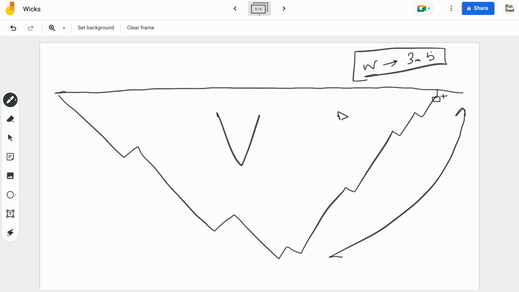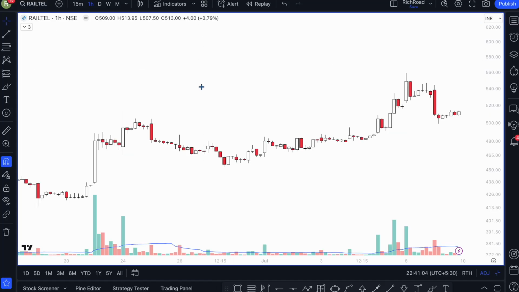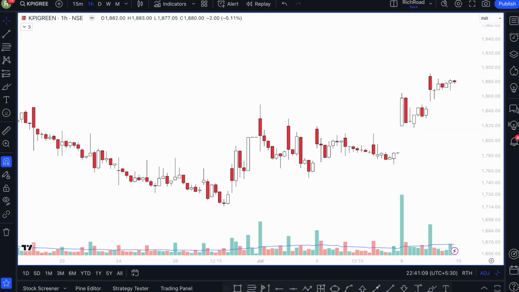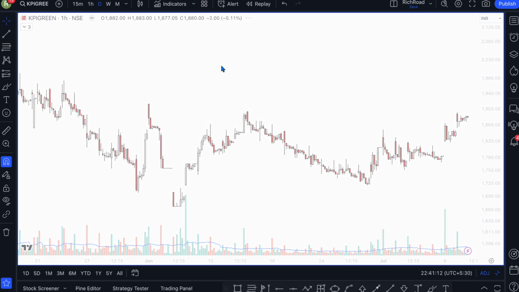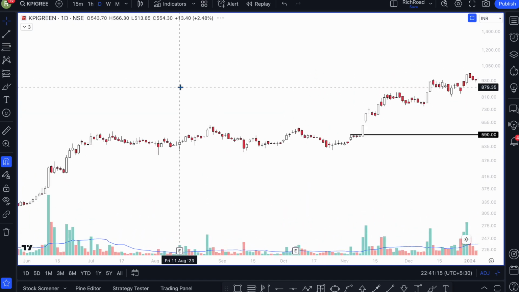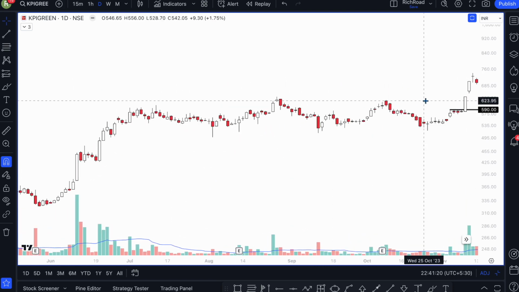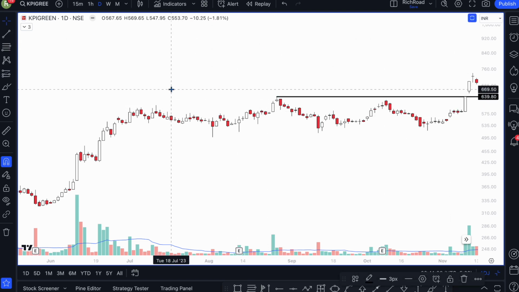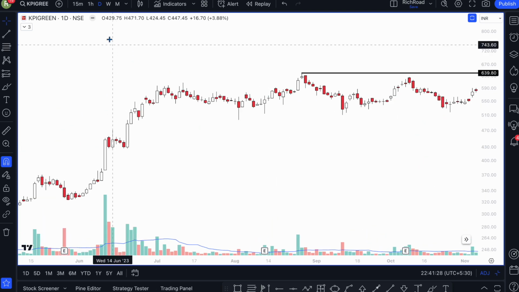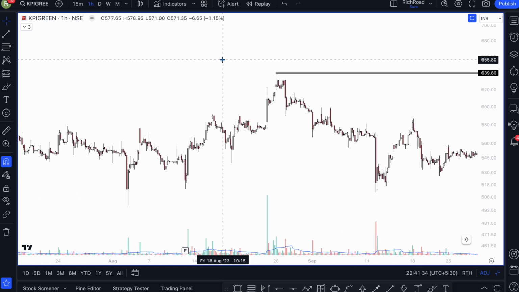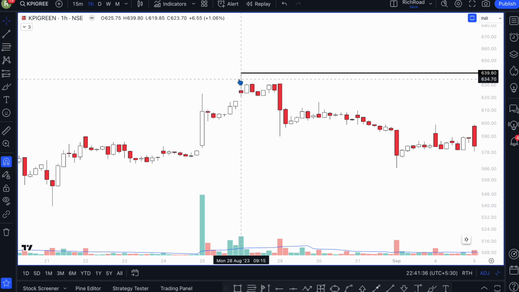I'll give you an example on the chart. So KPI green, right? I'll show you exactly at which point this happened in this stock. You see this black line that I've drawn here? Now, first of all, let's have a look at this candle. There was a wick here. Let's have a look. How did it look on the hourly? A candle which went up but then came back in completely.